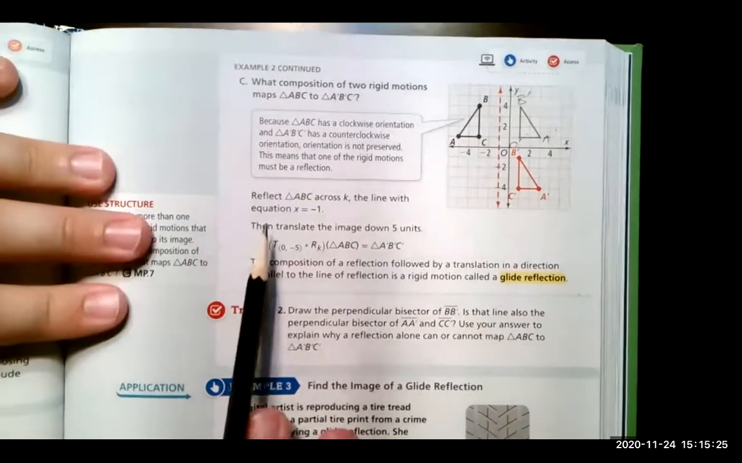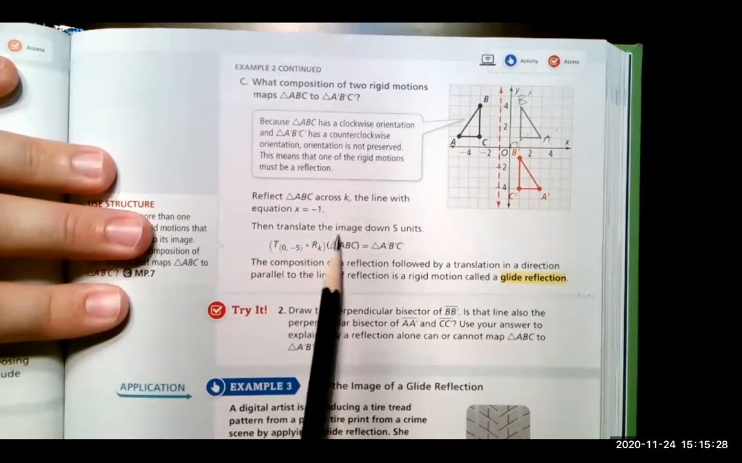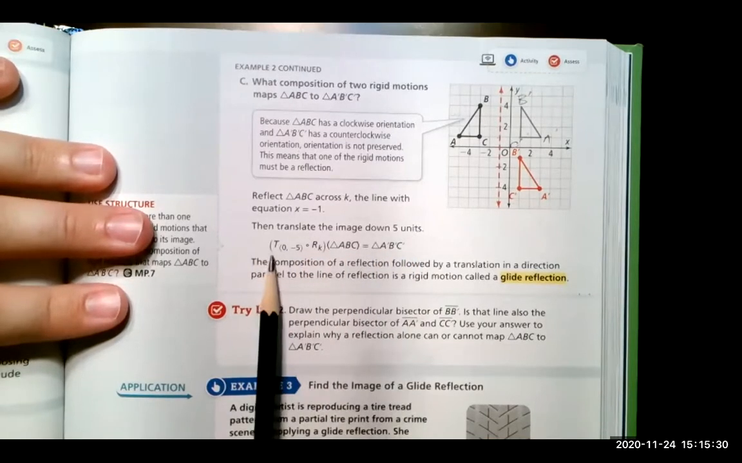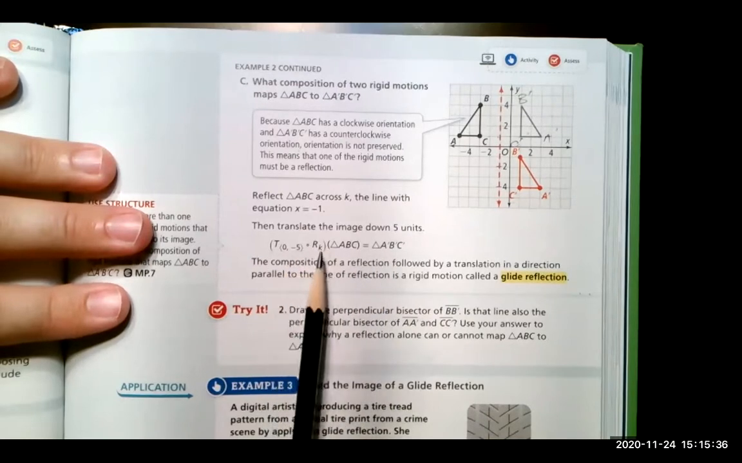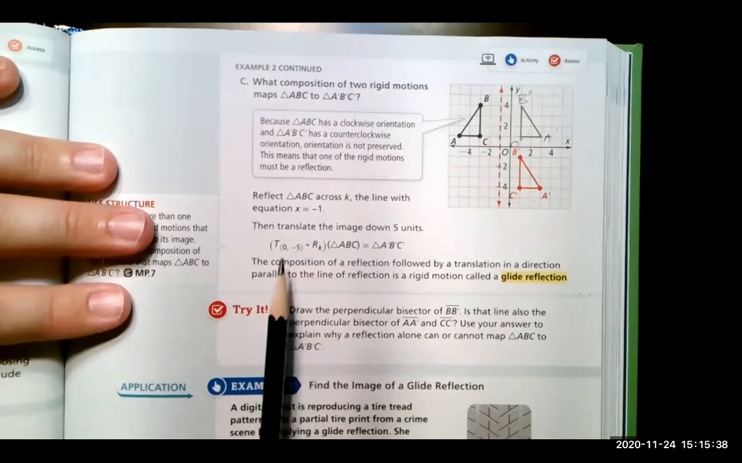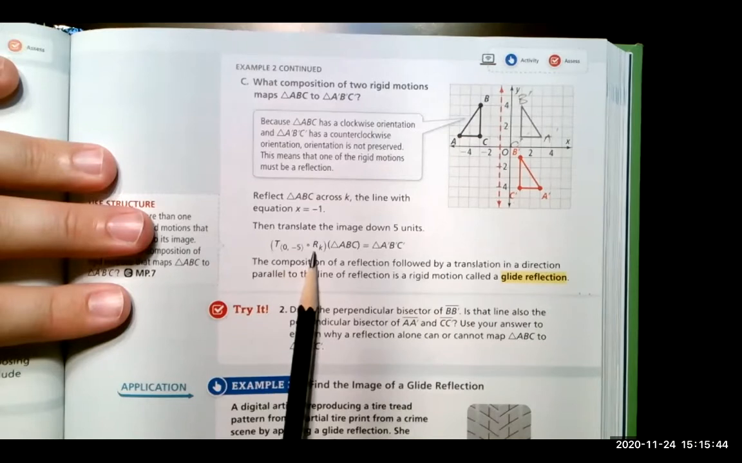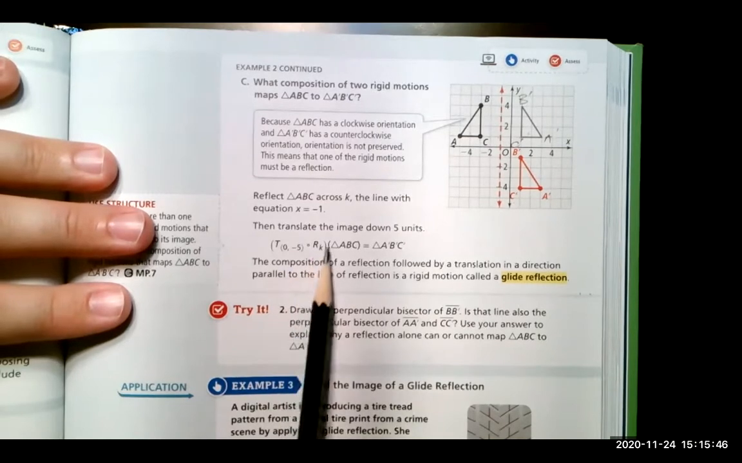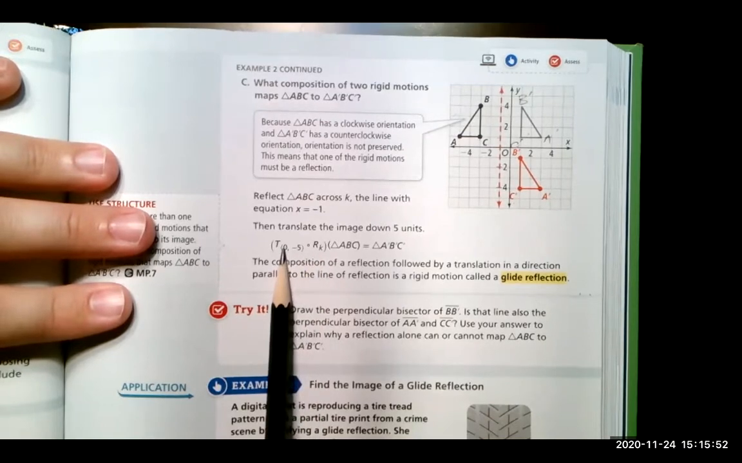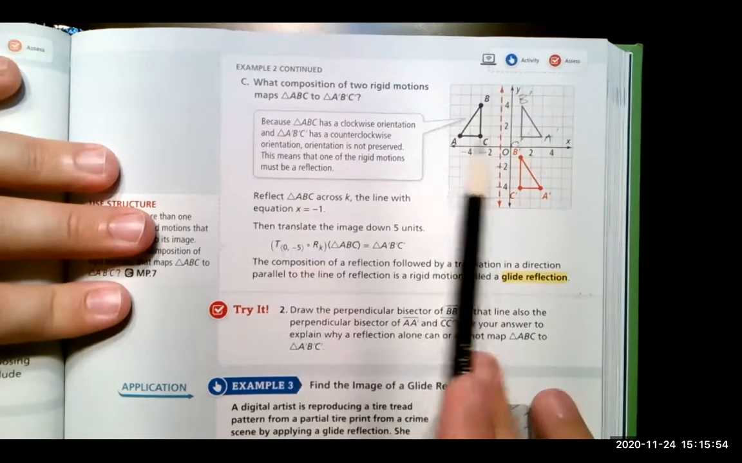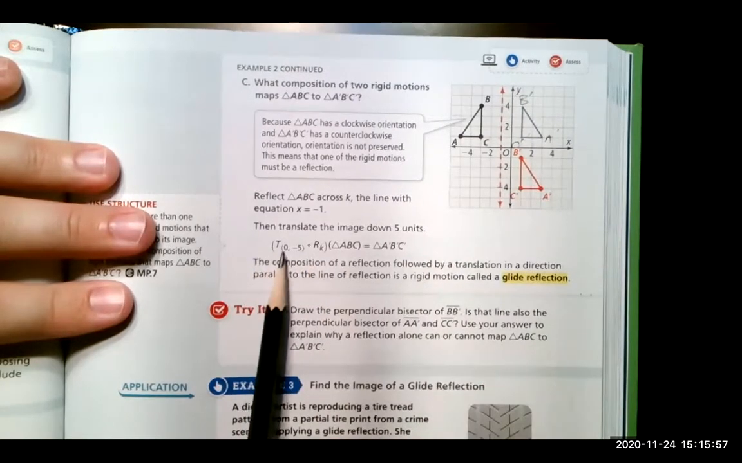So let's see what they say down here. Then translate the image down 5 units. So here's that notation. Remember, I'm not super worried about you deriving this notation and being able to write it, but make sure you can read it, right? You're not translating right 0, down 5, and then reflecting. Make sure you're starting with the rigid motion that's on the right, and then you'll do the rigid motion that's to the left of that. So we're going to start with a reflection, and then we'll translate it. Remember these numbers, this means right 0 and then down 5.